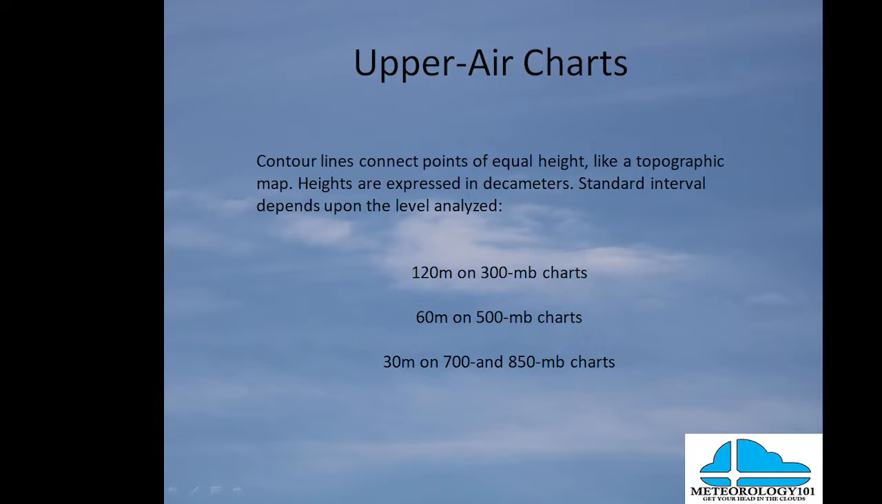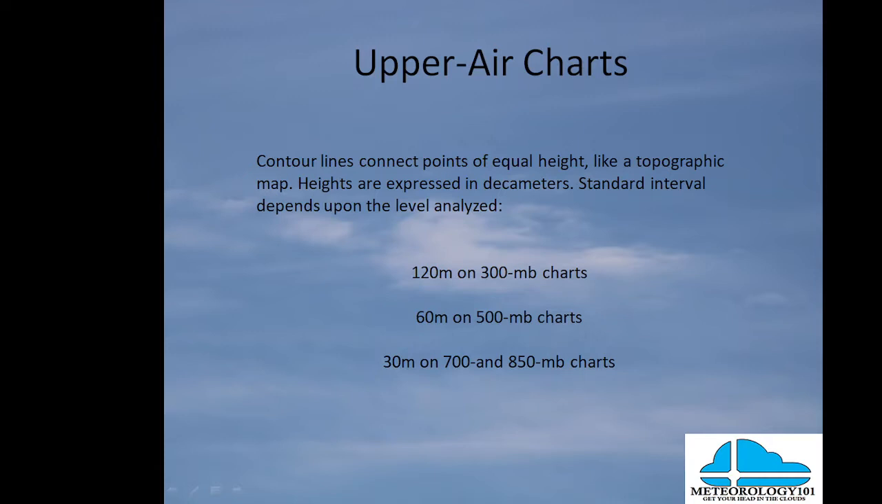So the upper air charts: contour lines connect points of equal height, like a topographic map. Heights are expressed in decameters. The standard interval depends upon the level analyzed. So, like 300 millibar charts every 120 meters, 60 meters on a 500 millibar chart, and every 30 meters on 700 to 850 millibar charts. That's the spacing between the lines.